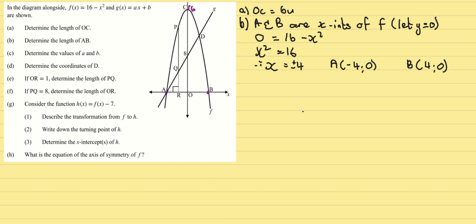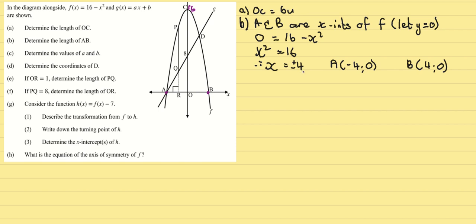So I've gone ahead and done the calculation, which we've done countless times. Because A and B are the x-intercepts of f, we let y equal 0. In doing so, we find that 0 is 16 minus x squared. We bring our variable to the left to find that x squared is equal to 16. And by square rooting both sides, we find that x is either positive or negative 4.